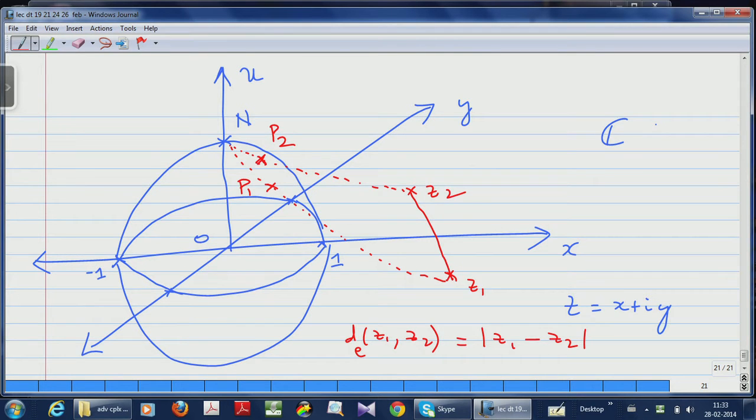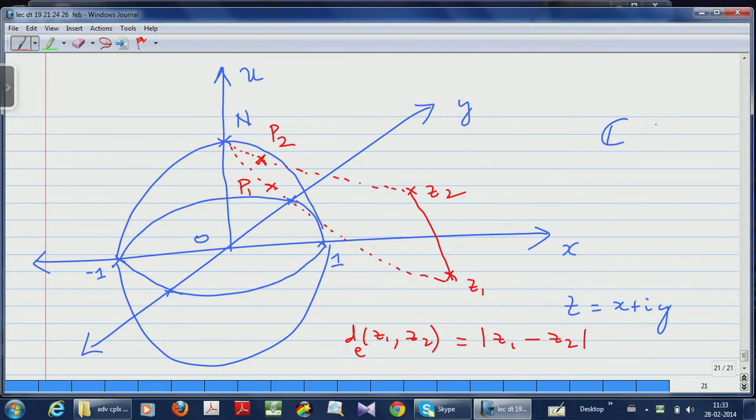And similarly, P1 is the unique point on the Riemann sphere, which is the intersection of the surface of the sphere with the line joining N and Z1. Okay. And now you see P1 and P2 lie on the sphere. Now what I can do is measure the distance between P1 and P2. Now that distance I am measuring in 3-space. Because once you draw the Riemann sphere, you are actually in R3, and your R2, which is the xy plane, corresponds to the complex plane.